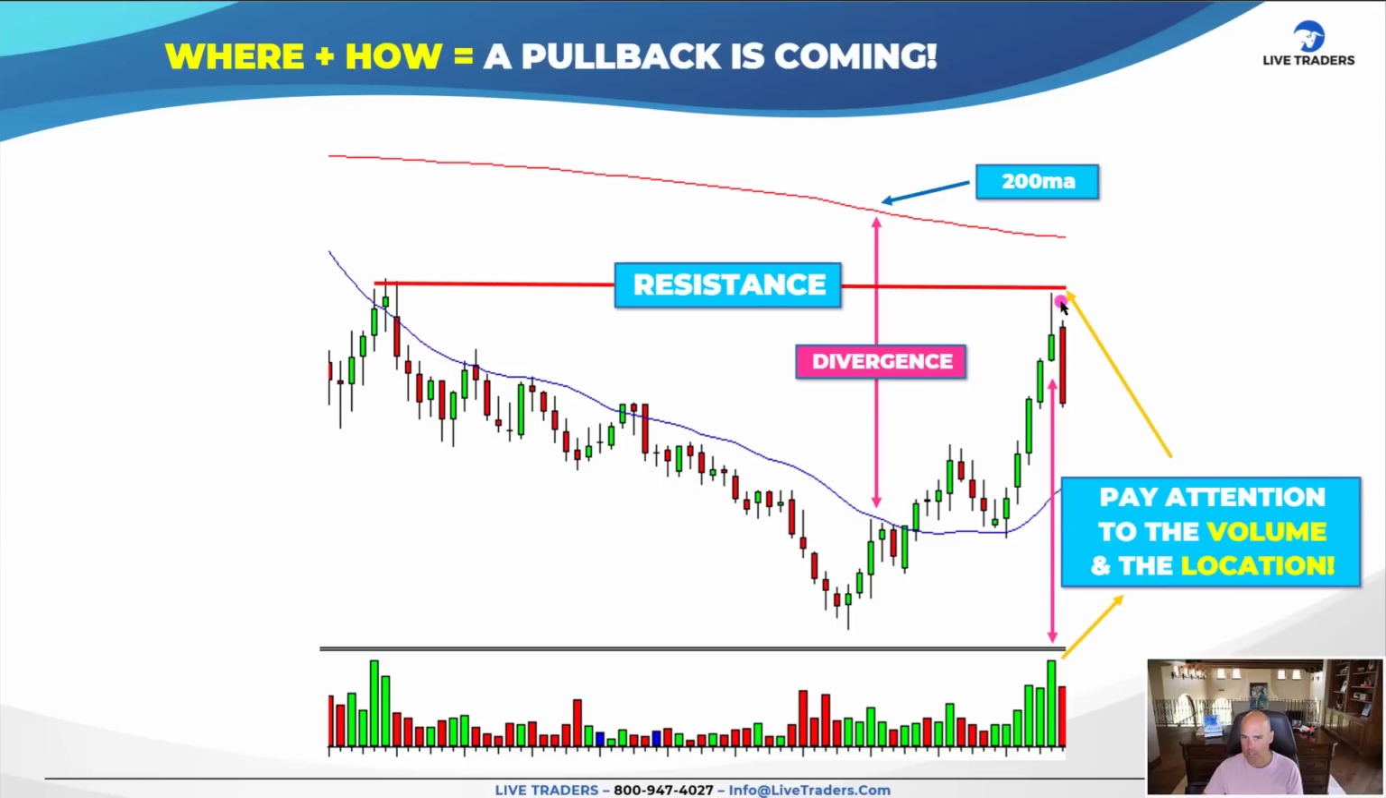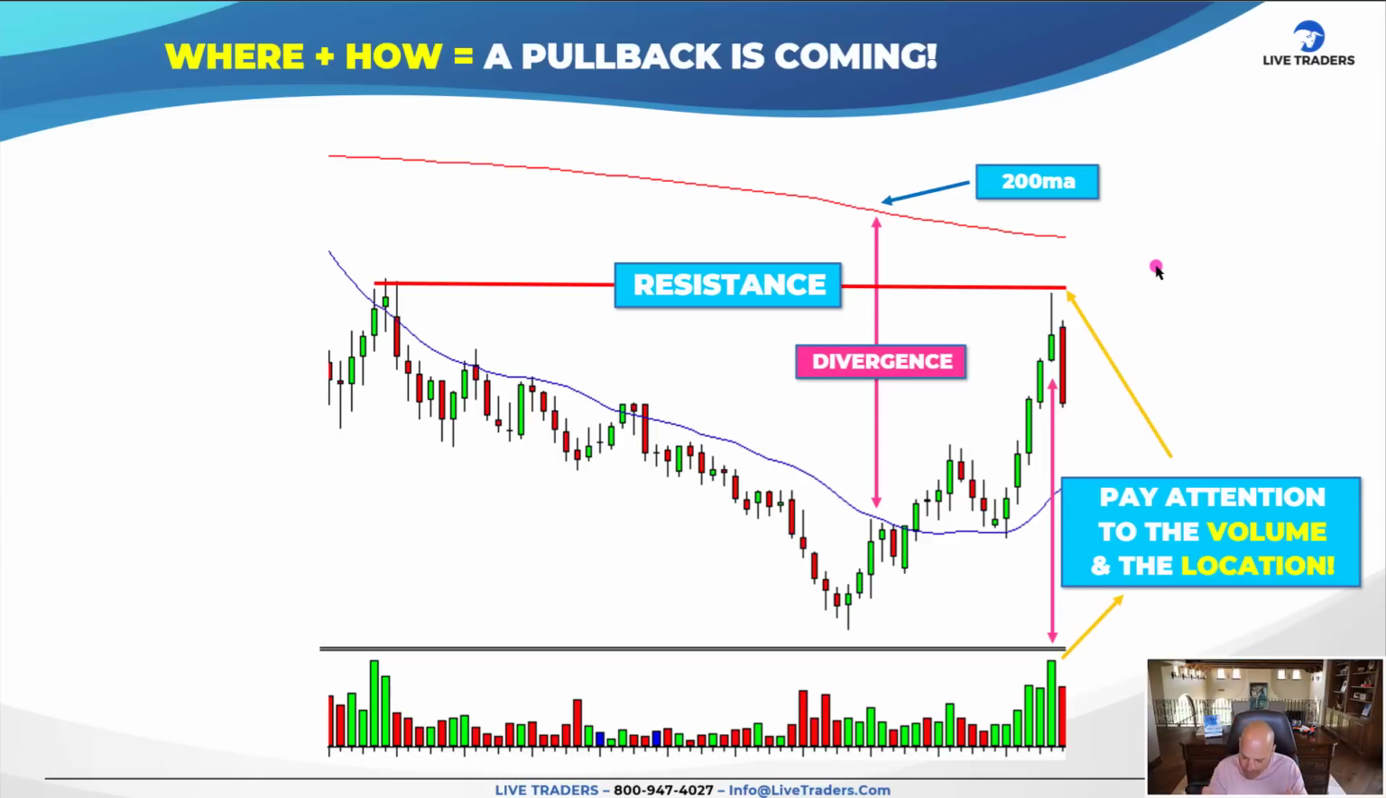Prior pivot resistance after an extended move higher with a topping tail on volume. That's ending volume after a 5-bar move at resistance with the topping tail. Let's do it again, baby. Ending volume after a 5-bar move up with a topping tail at resistance and a moving average divergence.